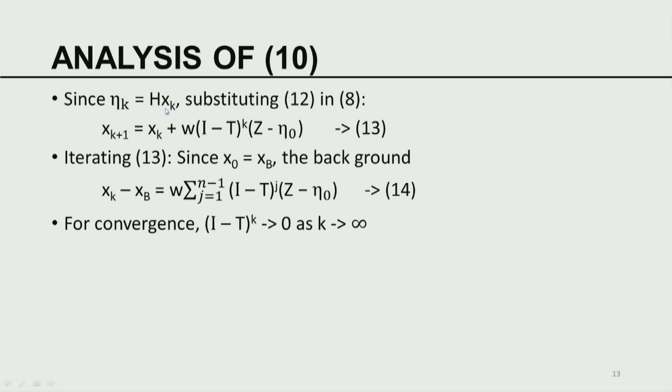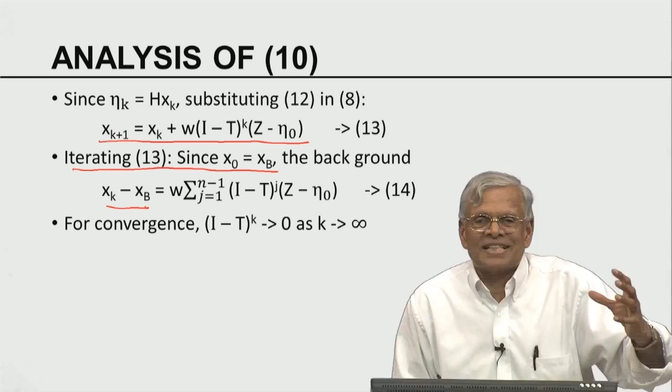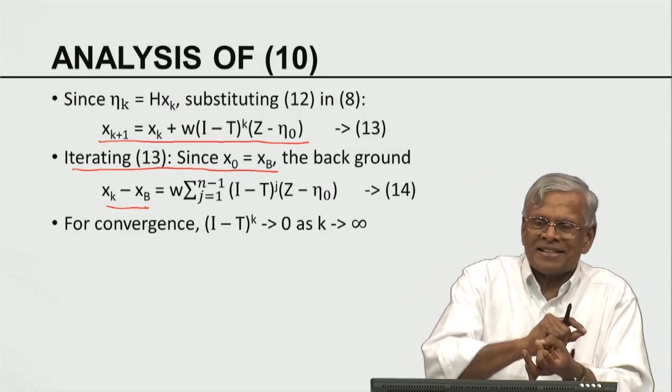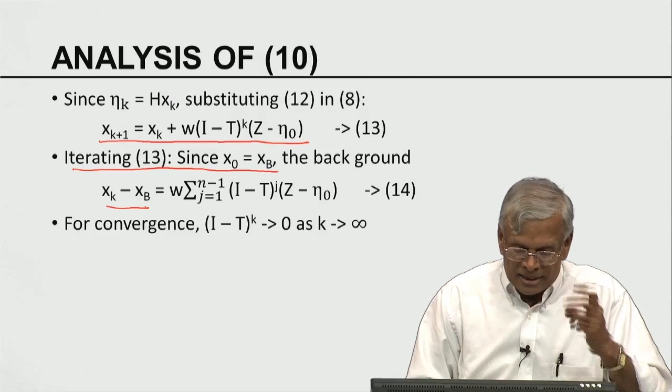Since eta k is equal to h of x k, now I am going to substitute 12 in 8. So if you did this substitution, now I have come back from the observation network to the computational network, iterating 13. Since x naught is equal to xb, what is xb? Xb is the background. What is xk minus xb? That is what is called analysis increment. Xk is the current analysis at the result of kth iteration. Xb is the background. So you can think of xk minus xb as an analysis increment.